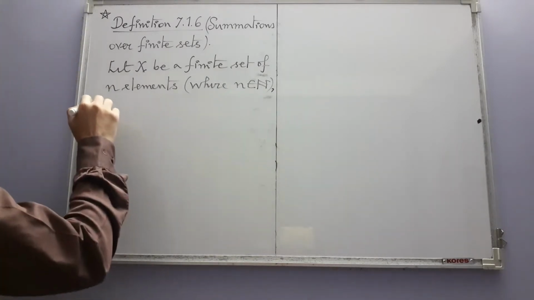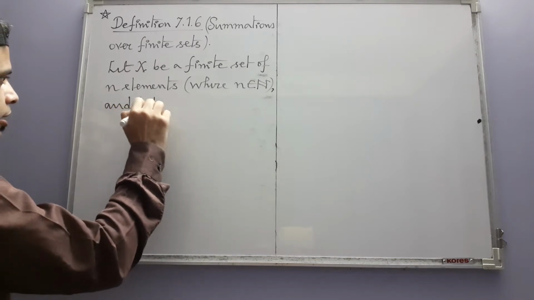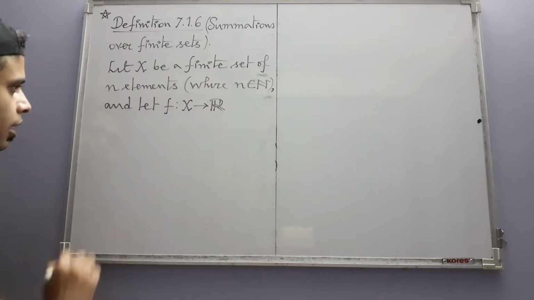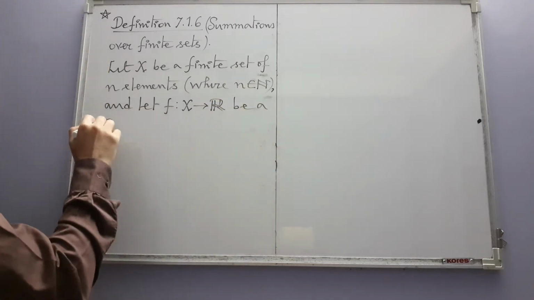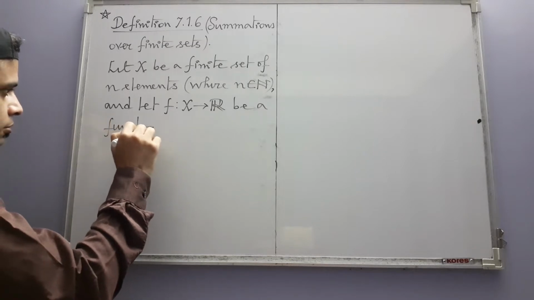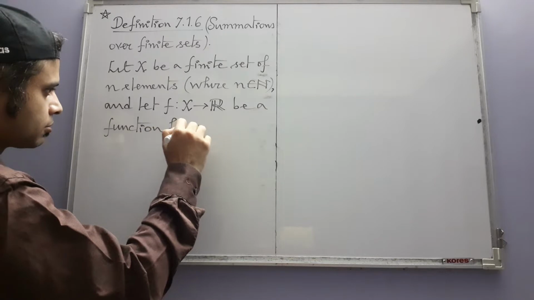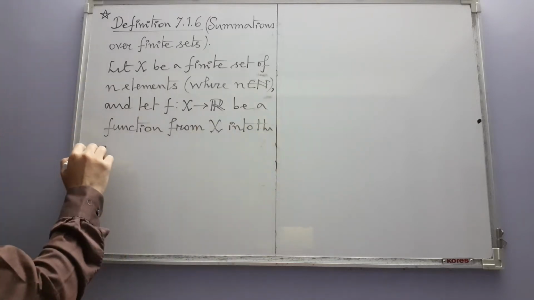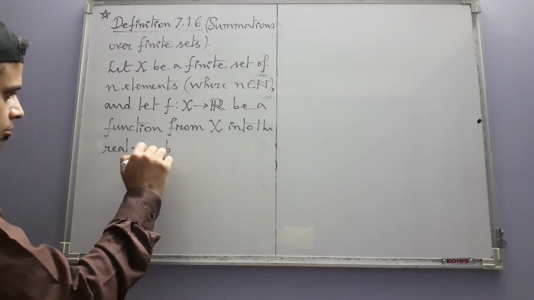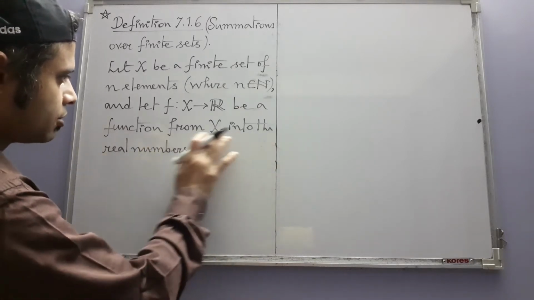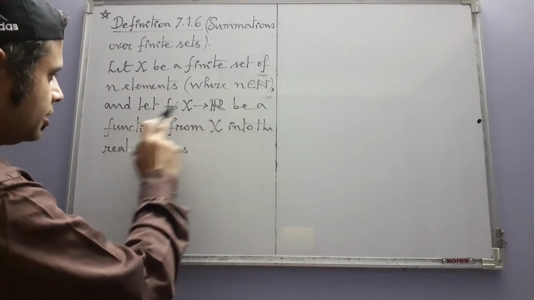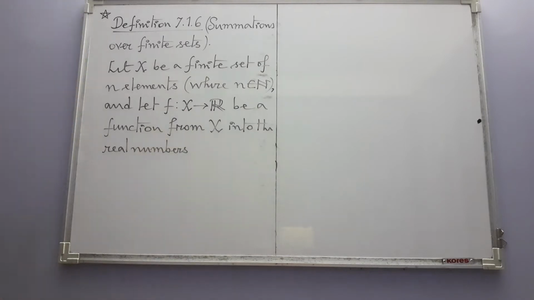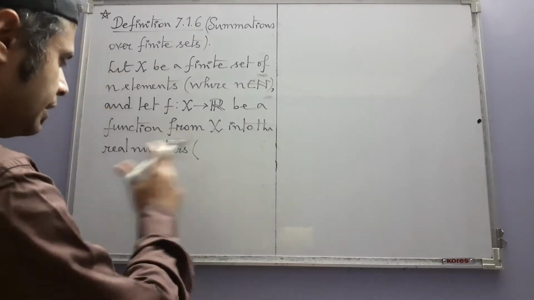Then let f from X to R be a function from X into the real numbers. There is really no need to write that much. We can just simply write let this be a function. In this notation itself we can see the domain of the function and this other set also. But here the author is writing these things.